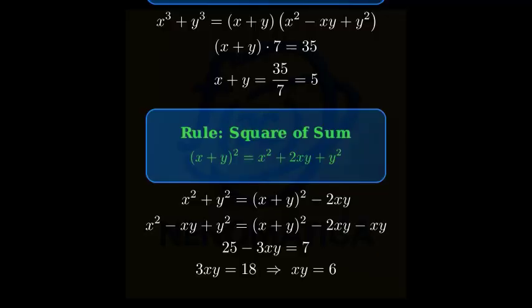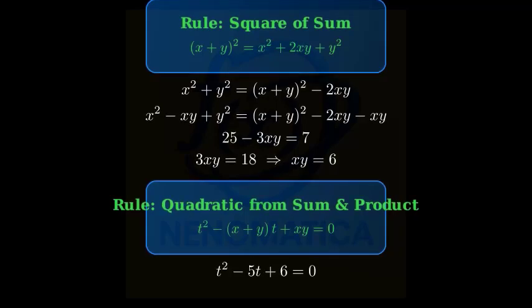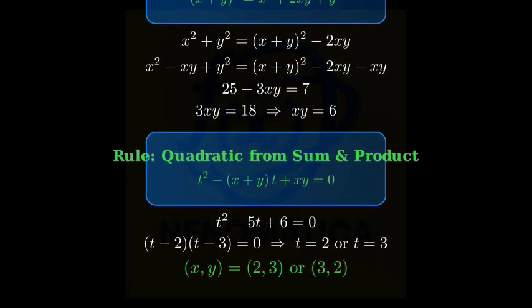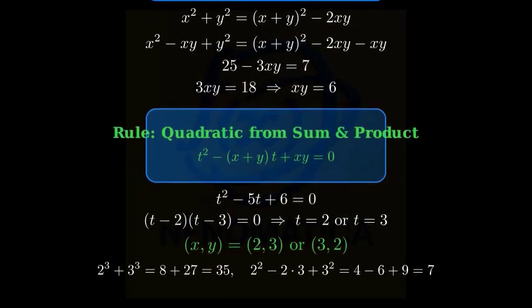Step 3. Use the sum and product to find x and y. If t is a root representing x or y, then t squared minus the sum times t plus the product equals 0. That gives t squared minus 5t plus 6 equals 0. Factoring, (t minus 2) times (t minus 3) equals 0, so t equals 2 or t equals 3. Therefore, the ordered pairs are (2, 3) or (3, 2). Finally, a quick verification shows both pairs satisfy the original system. 2 cubed plus 3 cubed equals 35, and 2 squared minus 2 times 3 plus 3 squared equals 7.